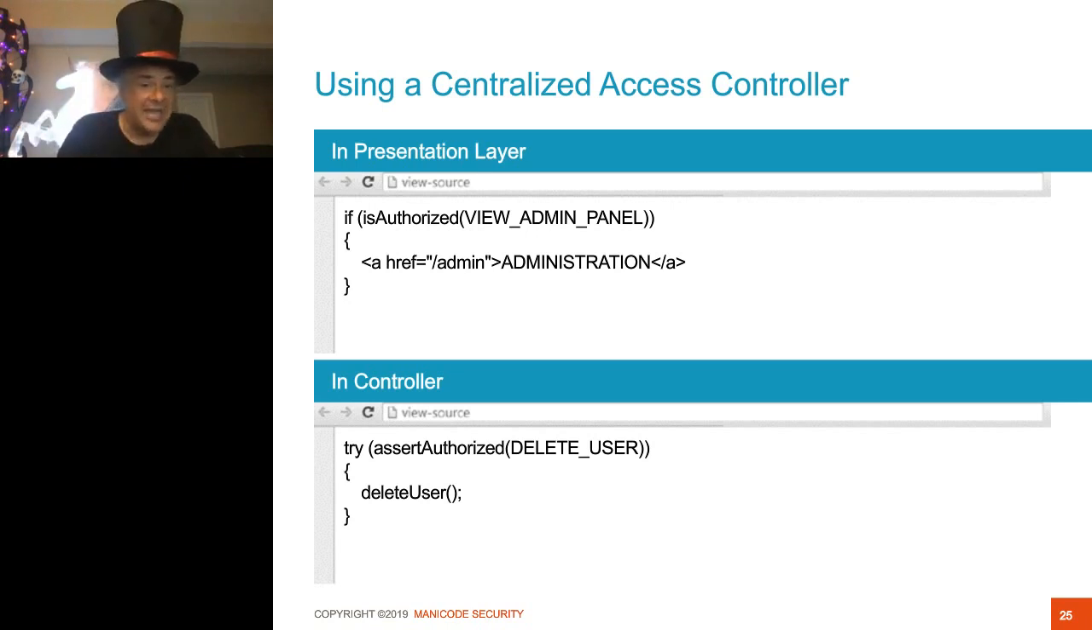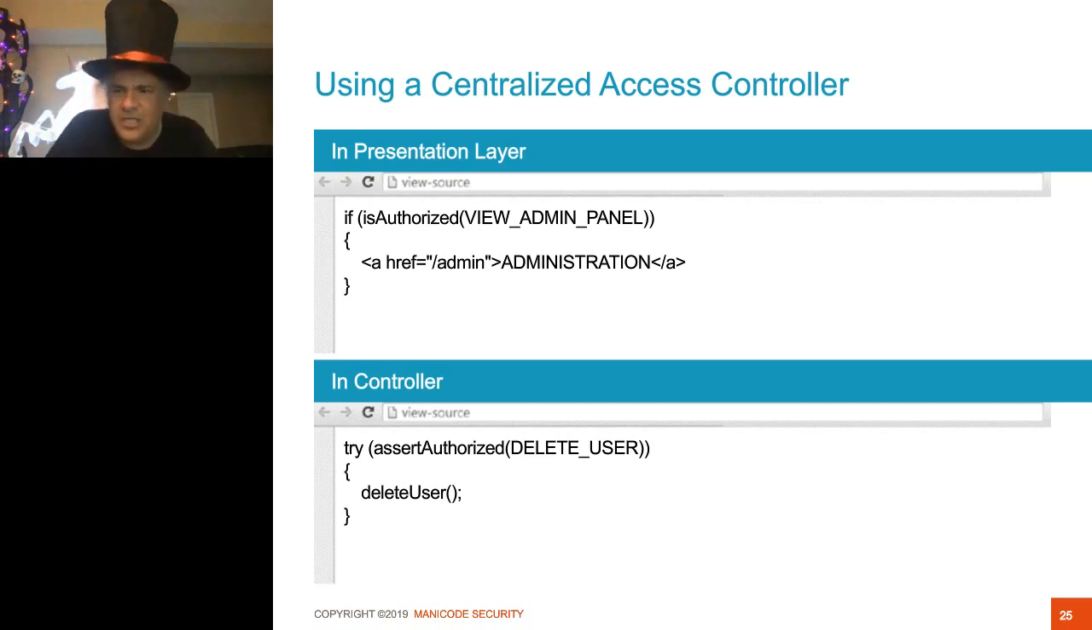And if so, I show them that link. And if not, I just don't show them the link and I don't sound the alarm. It's no big deal. It's an access control failure. Don't show the user that data and move on.